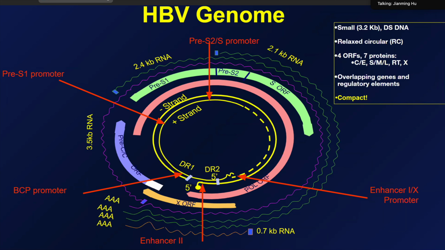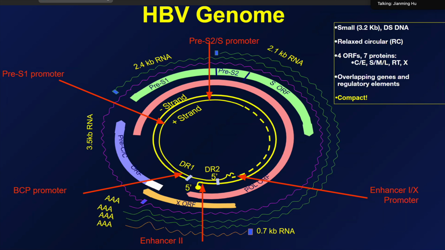So all these proteins are depicted on the outside of the partially double-stranded DNA. And then on the very outside of this diagram, those wavy lines are the viral mRNAs. The longest one is called the 3.5 kb RNA. It's also called the core RNA because it's used to translate and produce the viral capsid protein as well as the polymerase protein. In addition, it's also called the pregenomic RNA, or pgRNA, because it's the precursor to produce the viral relaxed circular DNA by reverse transcription.